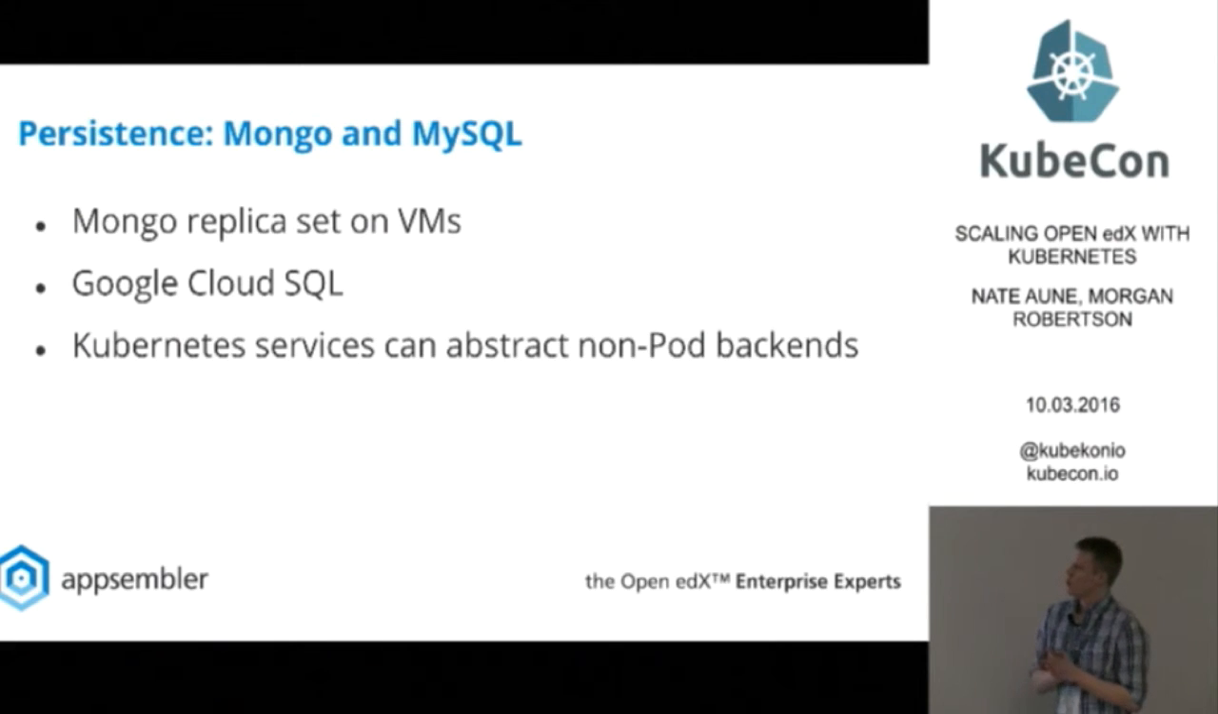And then for our relational data store, we're using Google Cloud SQL. So this is a fully managed MySQL instance in the cloud. It has automated backups. You can configure master-slave replication just by checking a box. And so it's extremely easy to set up. And so for us, this was kind of a no-brainer. It's much easier to just use a hosted SQL service rather than try to deploy our own.